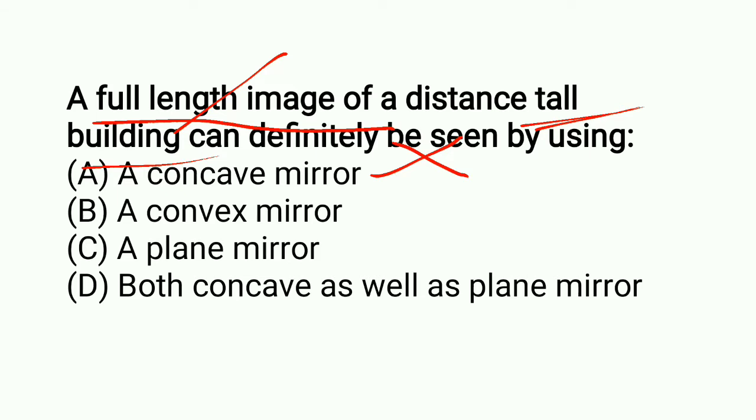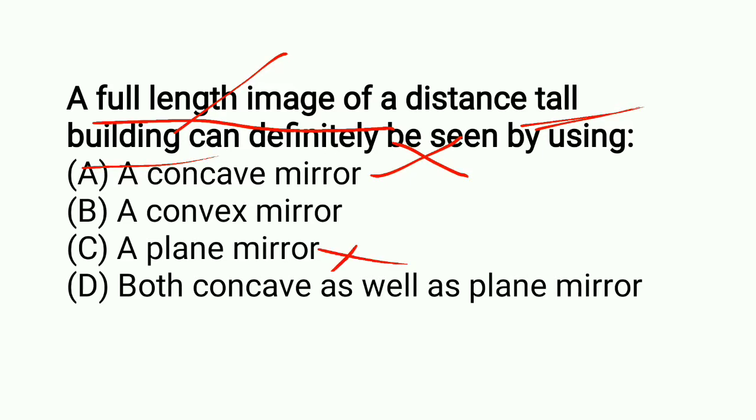Option C, we have a plane mirror, and a plane mirror is going to form the image of the object at the same size, same distance from the mirror, but the full length cannot always be seen, because in order to get the full image by the plane mirror, the size of the plane mirror should be half of the object. Then only can we see the full image of the object. So this plane mirror, option C, is also wrong.